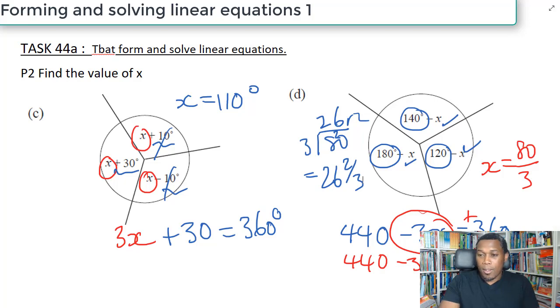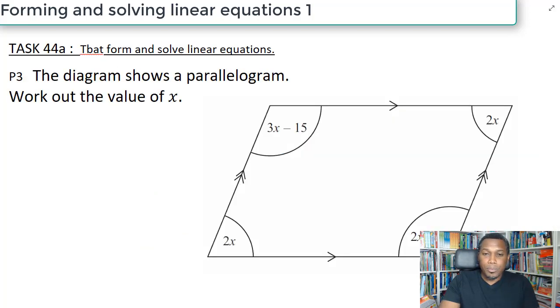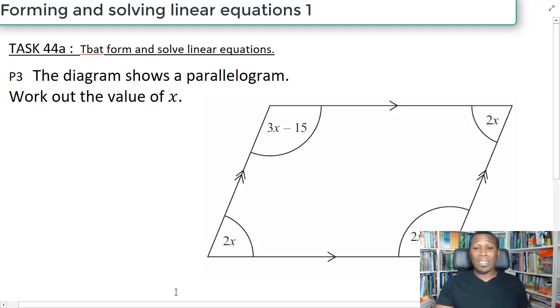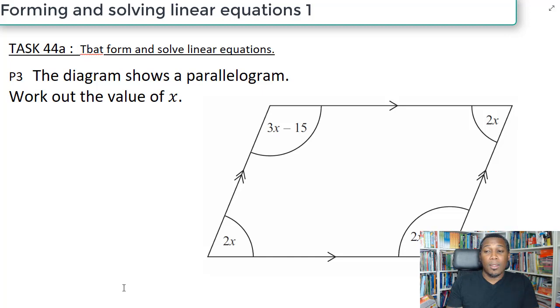Okay, then continuing. Now I have another diagram. This one is actually from a past exam paper talking about a parallelogram. Work out the value of x in this parallelogram. Now, what do we know? What we know is that when we add up all the angles in a parallelogram, we should get 360 degrees. So that's the idea you can use here.